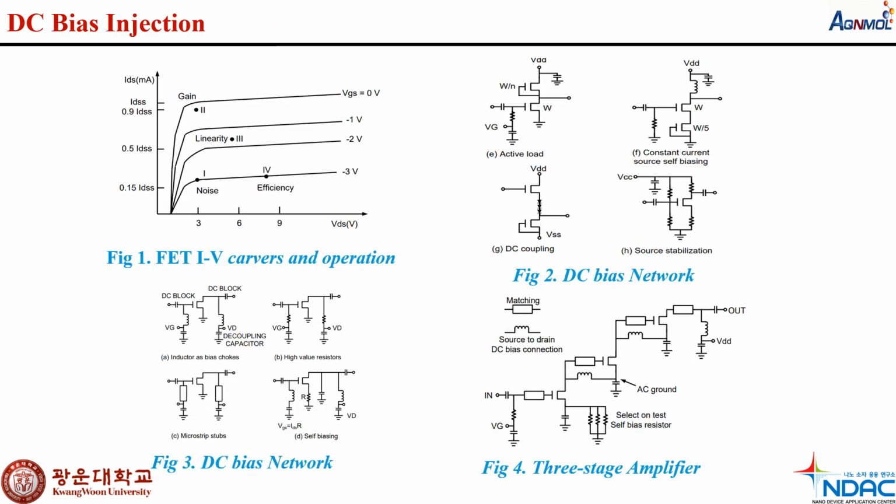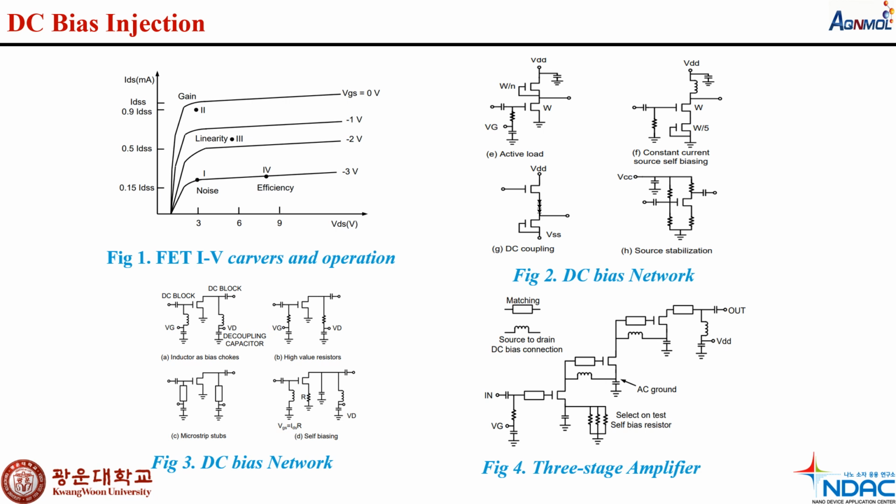So here we will discuss DC bias injection. Biasing is crucial for FET operation in amplifiers. It sets the operating point on the FET current versus voltage curve, affecting factors like gain and noise. There are several biasing methods, and each biasing method has some advantages and some drawbacks.